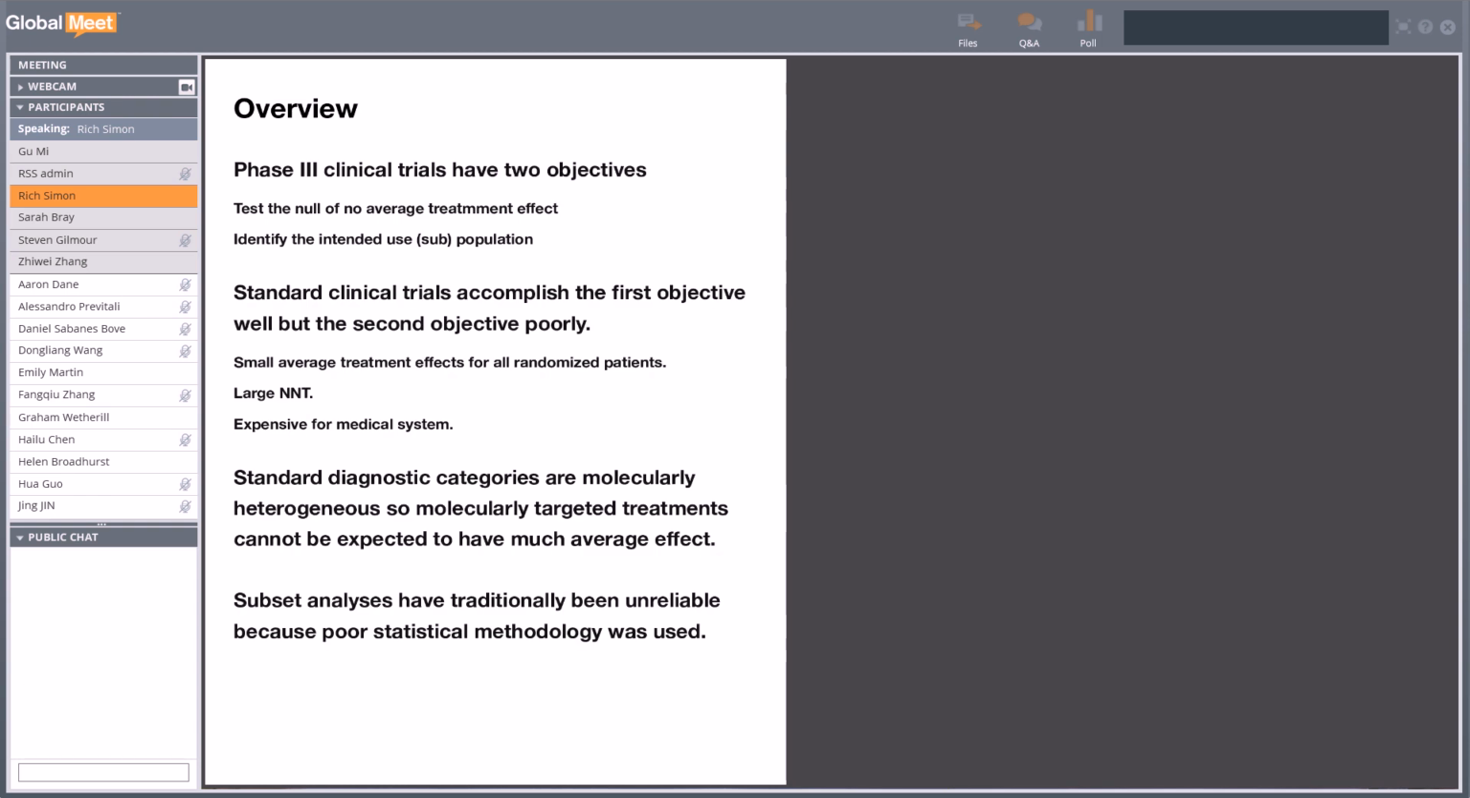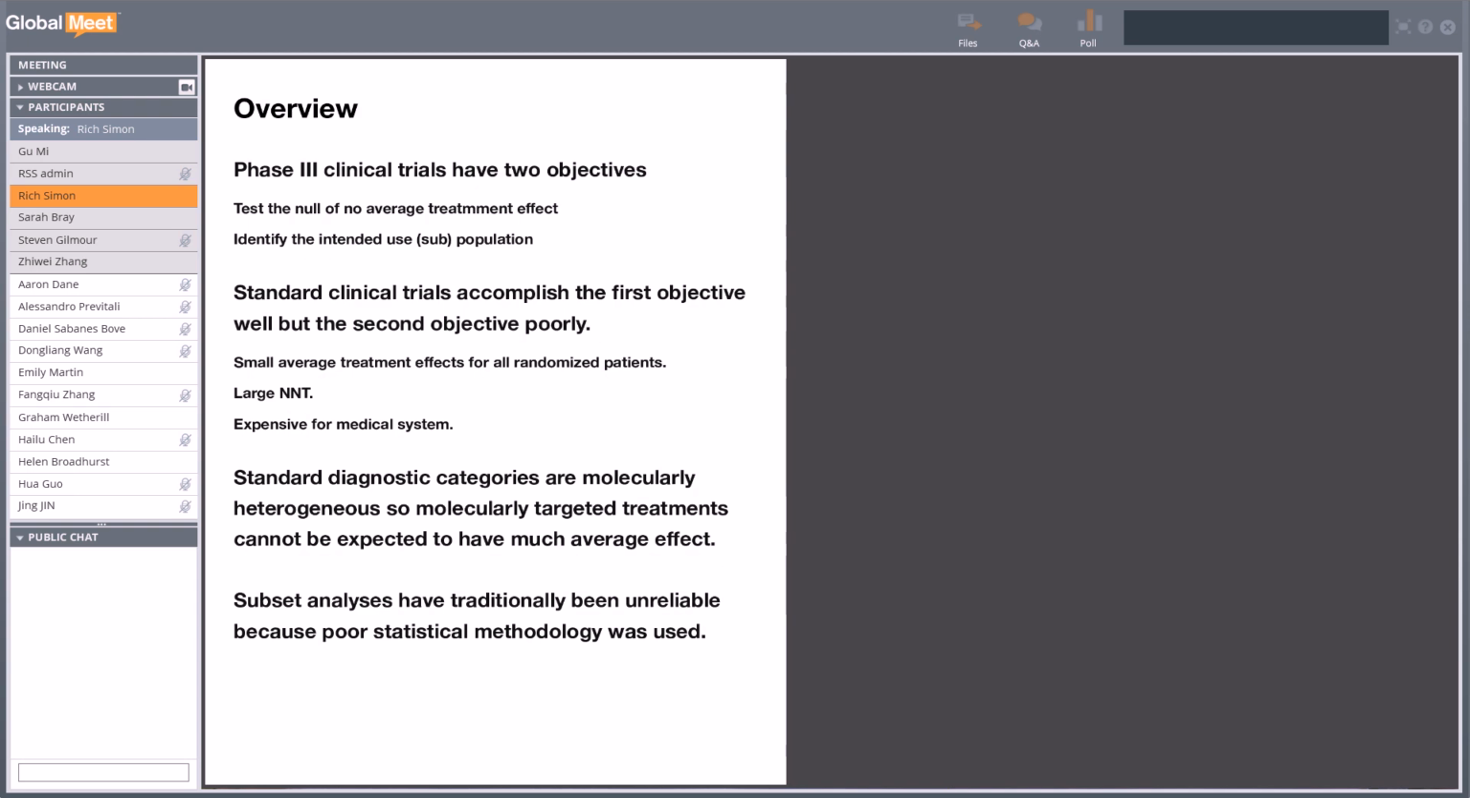I'd like to start with an overview as to why I think this area is very important. I think that phase 3 clinical trials have two major objectives. One is a test of the null hypothesis of no average treatment effect, and the second is to identify an intended use population. And that second objective comes into play whether there's an average treatment effect or not. Standard clinical trials accomplish the first objective very well, but the second objective very poorly.